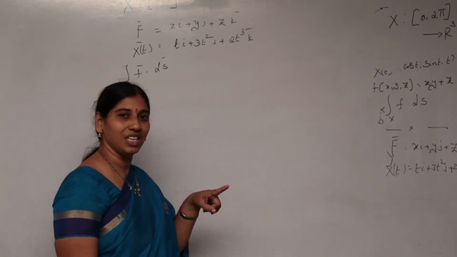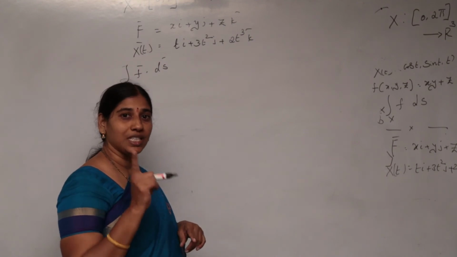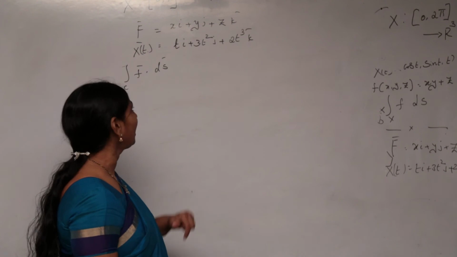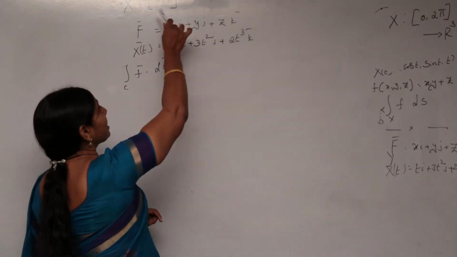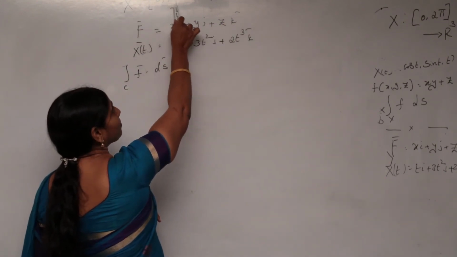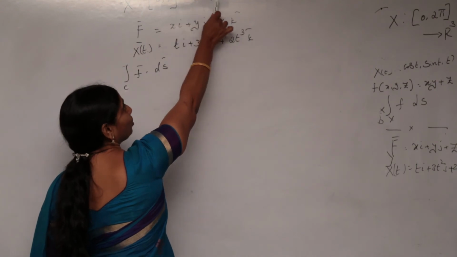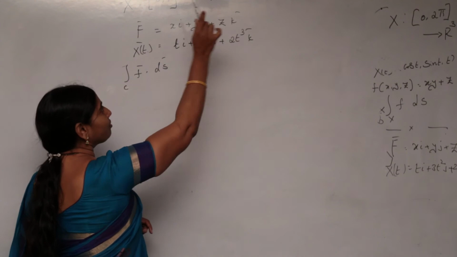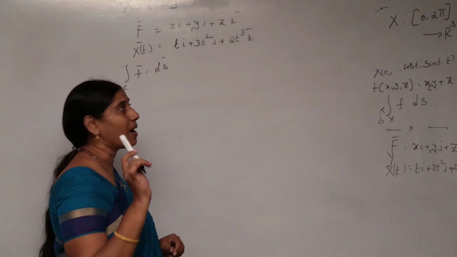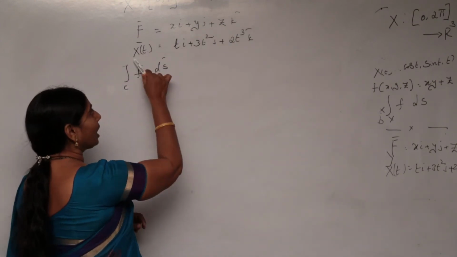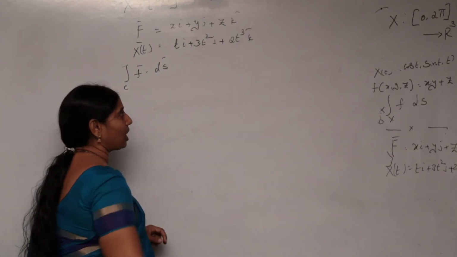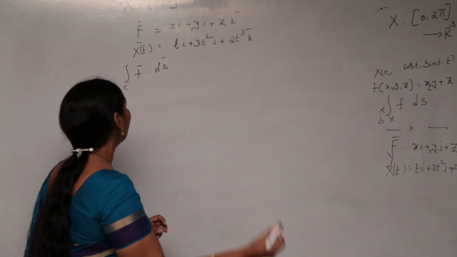Now let's see how to compute a vector line integral. Earlier what we have seen is computation of a scalar line integral. Let's see how we compute the vector line integral. Suppose our curve is from the domain 0, 1 to R3, three-dimensional space, whereas our function F bar is given by x i bar plus y j bar plus z k bar, and our curve x of t bar is t i bar plus 3t square j bar plus 2t cube k bar.